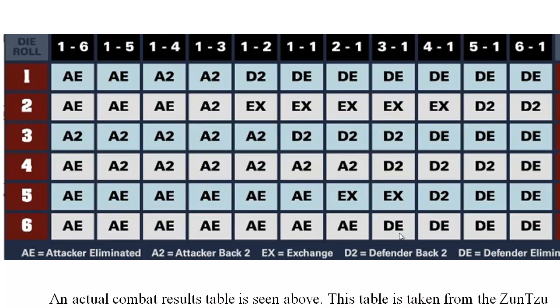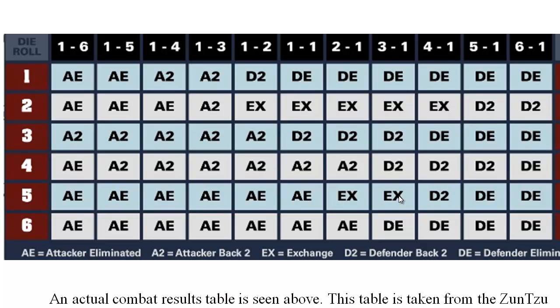At 3 to 1, there is no attacker eliminated, and there is no attacker back 2. At 3 to 1, the attacker always wins. The defender may be wiped out. The defender may be forced to retreat. There may be an exchange with both sides taking casualties.